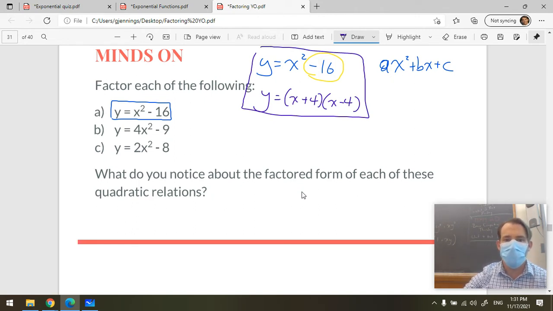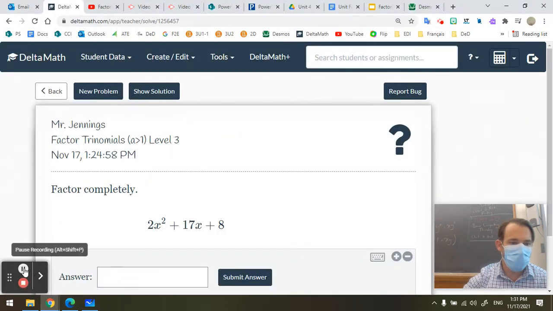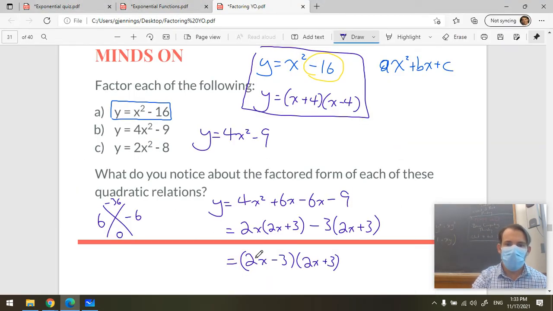Y equals 4x squared minus 9. Watch this. Y is equal to 4x squared minus 9. Take some time, factor that one. Don't worry, I'll wait. So if we factor it using the brute force type method, it works out this way. But another thing that I can notice is, these are both squares. 4x squared is 2x squared, and 9 is 3 squared. This factors this way. This equals 2x minus 3 multiplied by 2x plus 3.